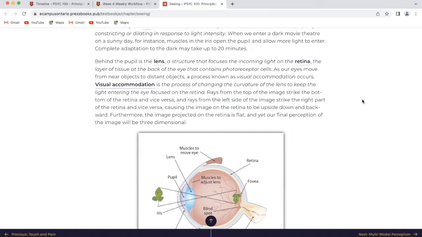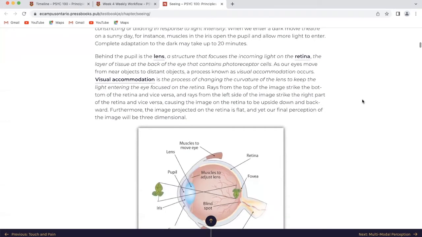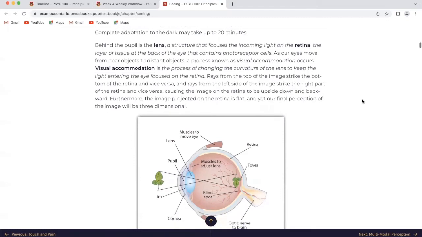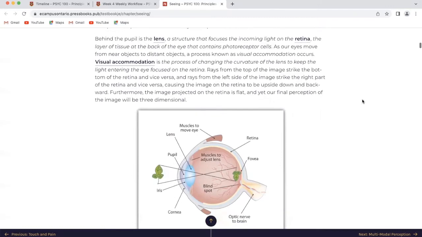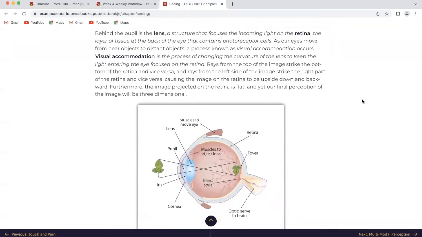When we enter a dark movie theater on a sunny day, for instance, muscles in the iris open the pupil and allow more light to enter. Complete adaptation to the dark may take up to 20 minutes. Behind the pupil is the lens, a structure that focuses the incoming light on the retina, the layer of tissue at the back of the eye that contains photoreceptor cells.